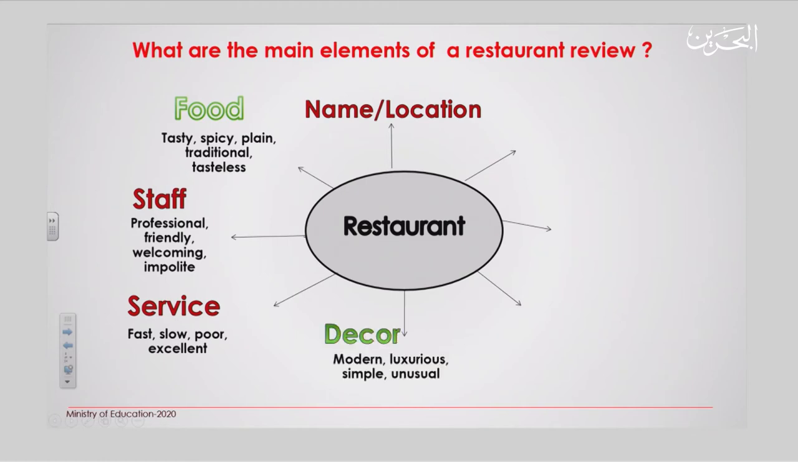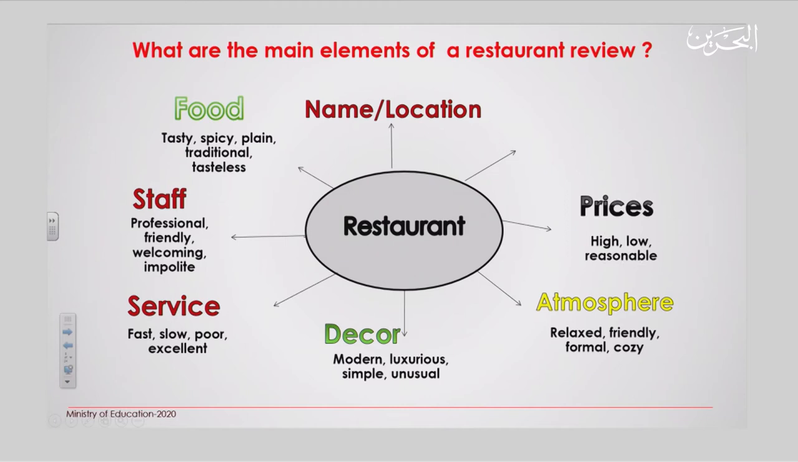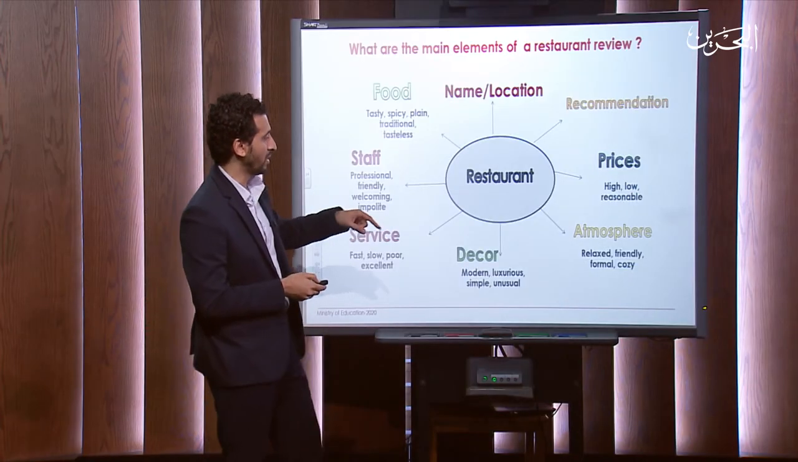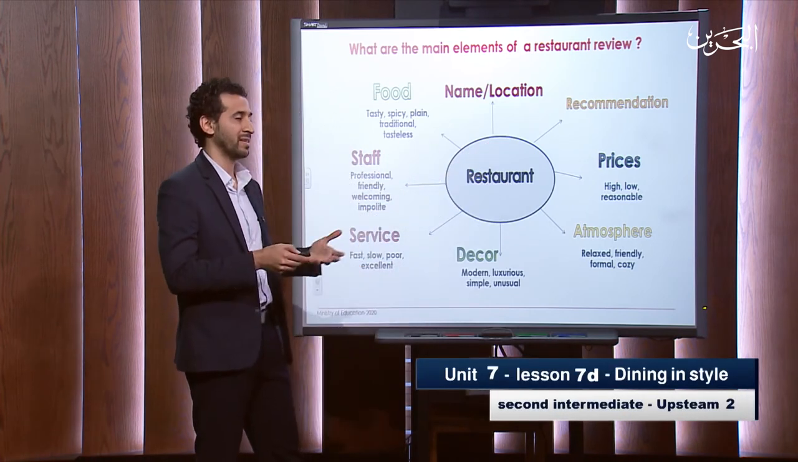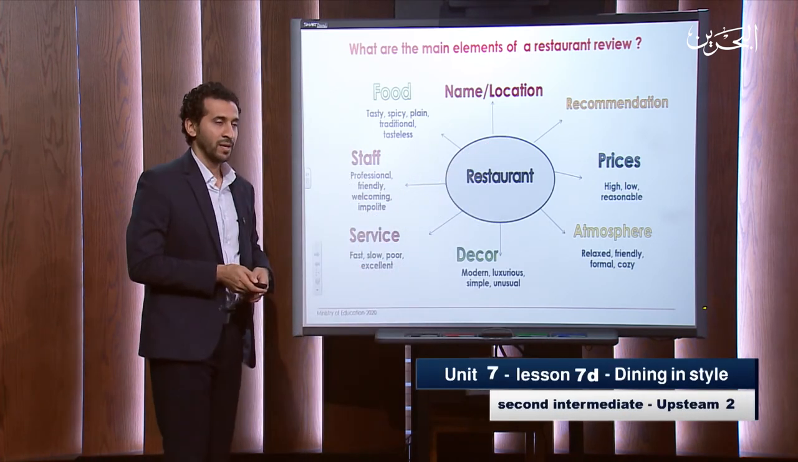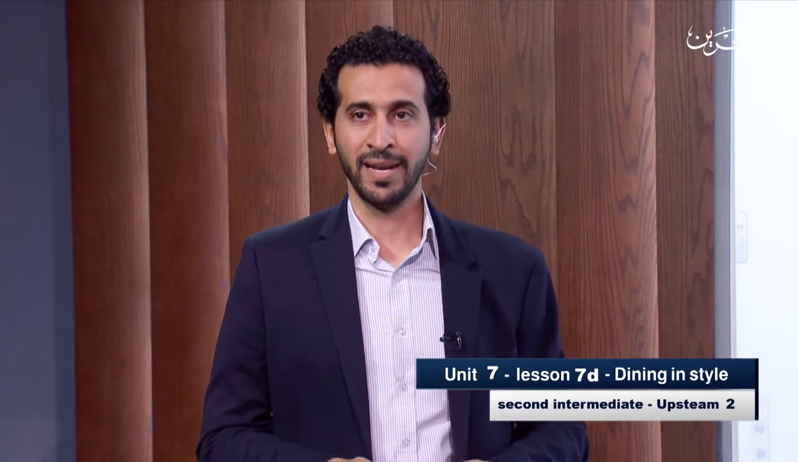So you are looking at it in a general sense, the service there. Okay, what about decor? It could be modern, luxurious, simple, unusual. Atmosphere is another important element. You can say relaxed, friendly, formal, cozy. You can also say quiet or busy, okay? Prices, high, low, reasonable. And the last thing is recommendation. And if you look carefully, they are in the correct order, so you finish your review with a recommendation. You recommend the place. Okay, now let's move on to the next slide.